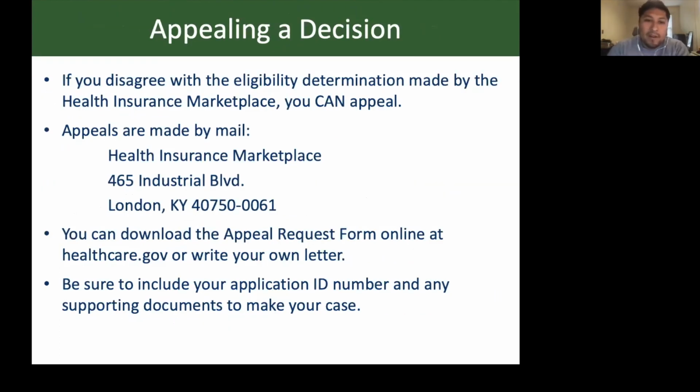If you are unhappy with the decision that was made about your eligibility, you can also appeal that. So for the marketplace, you can appeal directly by mail. You can fill out the actual appeal request form that's online on healthcare.gov, or you can just write your own letter stating why you are unsatisfied with the decision. Make sure to include the application ID, because this is how they will identify you and be able to pull out your case and see what the discrepancies might have been.